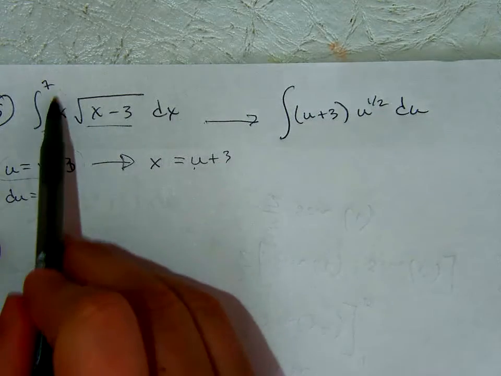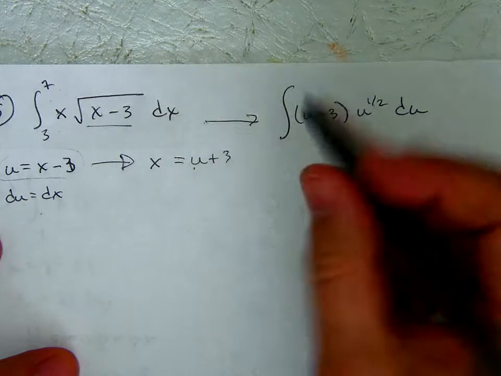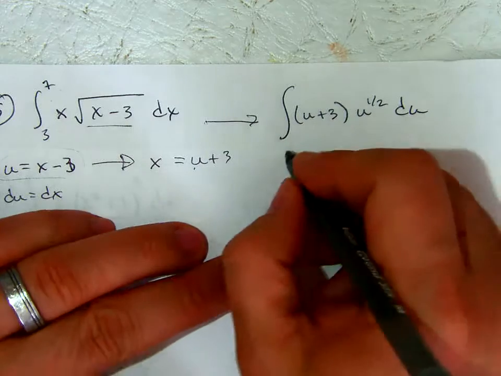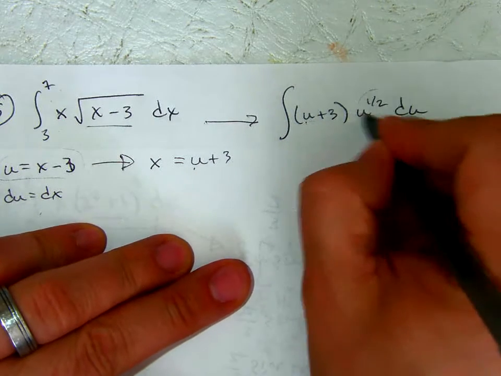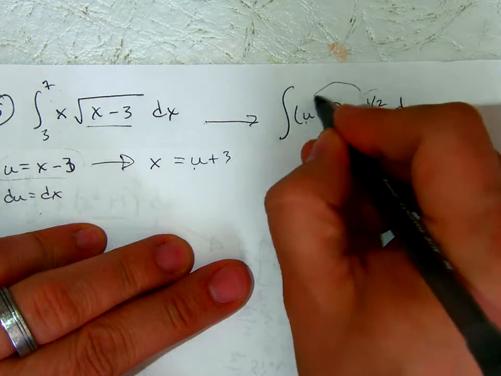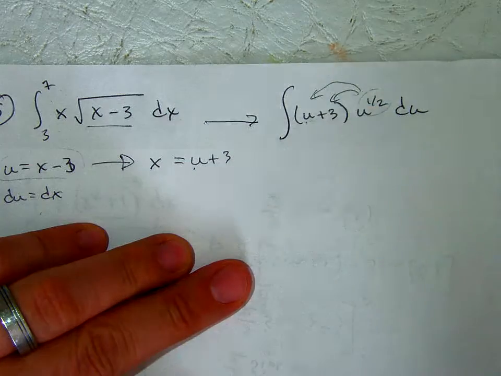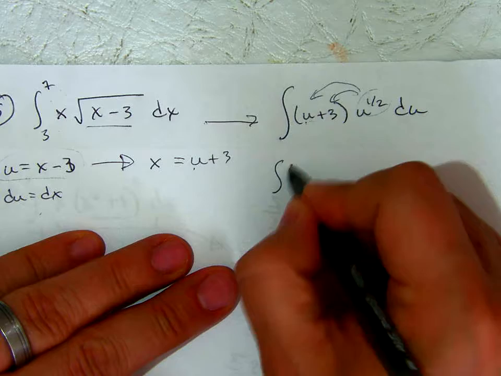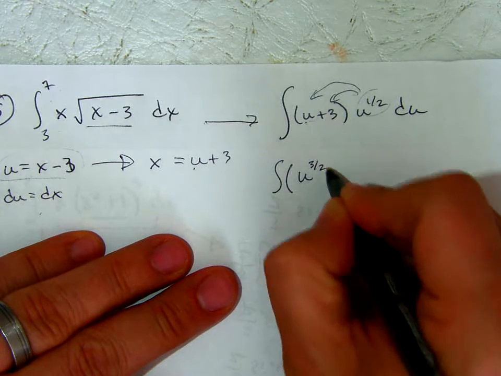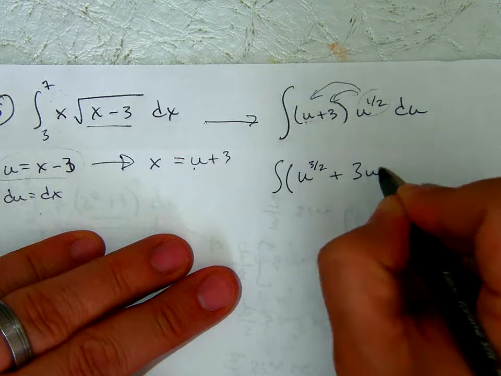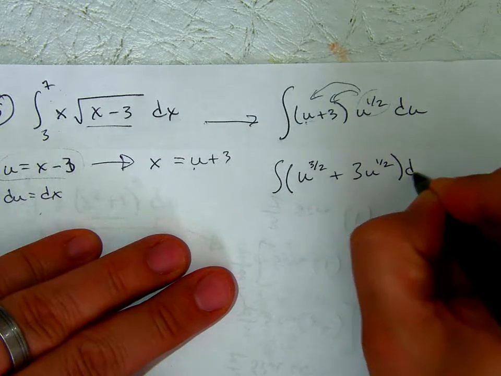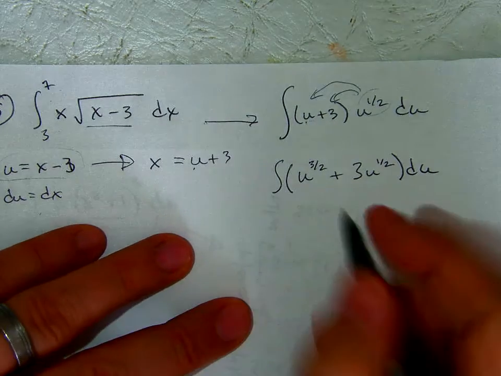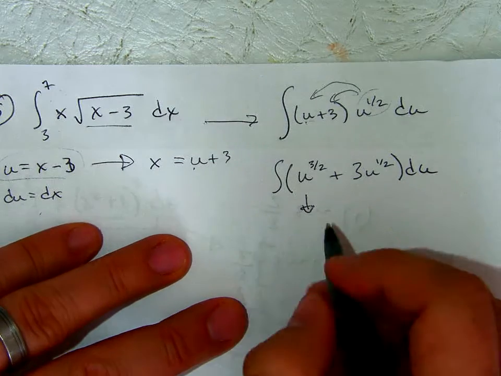Now I'm going to leave out the limits of integration again. I'll put those in at the end after I've resubstituted. This may not look like it's gotten any easier, but what we can do is take this u to the 1/2 and distribute it over u plus 3. So this is the same as u to the 3/2 plus 3u to the 1/2 du. Now these are relatively straightforward.